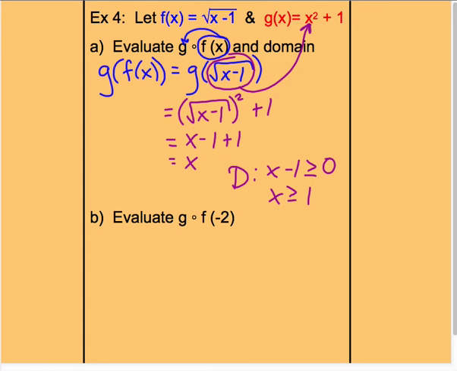So when we take a look at part B and we're asked to evaluate g of f of negative 2, well, we just looked at the domain. Negative 2 is not greater than or equal to 1, so we cannot evaluate the composition at negative 2. It's undefined.